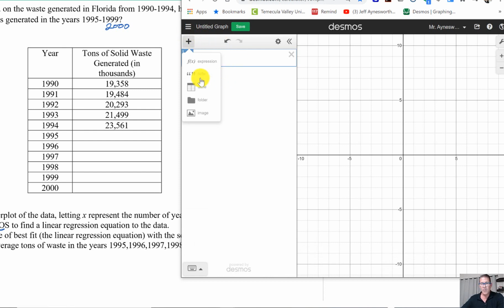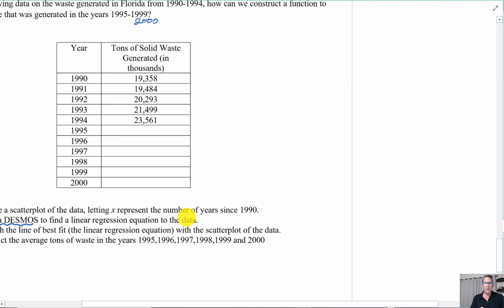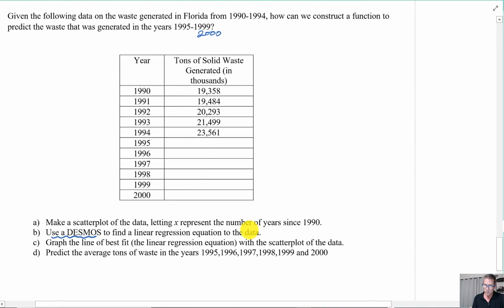And, by the way, before we do this, there's two different ways to do this. But let's read the problem here. It says make a scatter plot of the data, letting X represent the number of years since 1990. So I'm going to let X represent the number of years past 1990. That's our starting point. So X equals 0 corresponds to 1990. X equals 1 corresponds to 1991. X equals 2 corresponds to 1992, and so on. You see the pattern here.